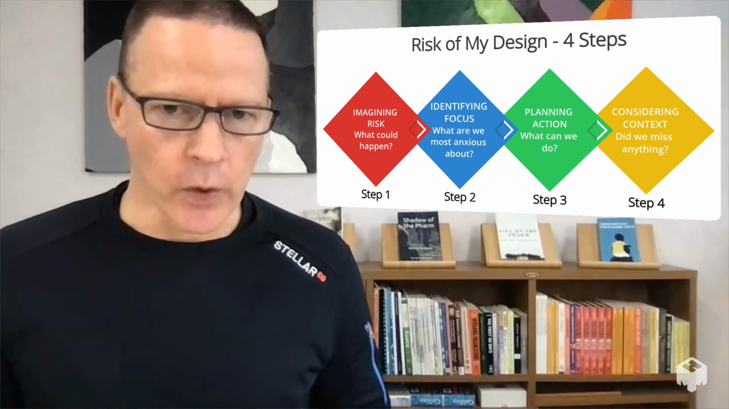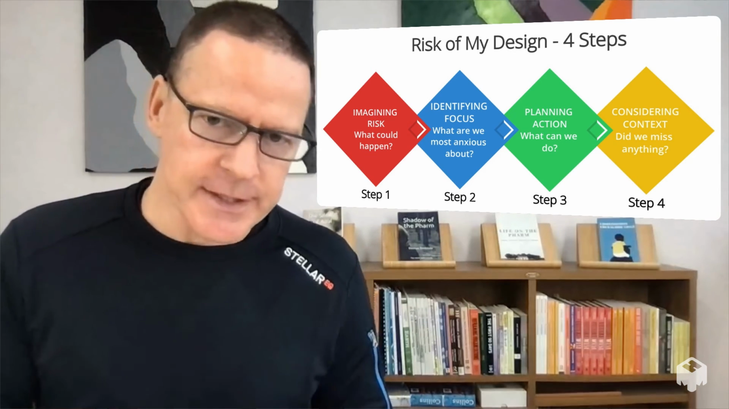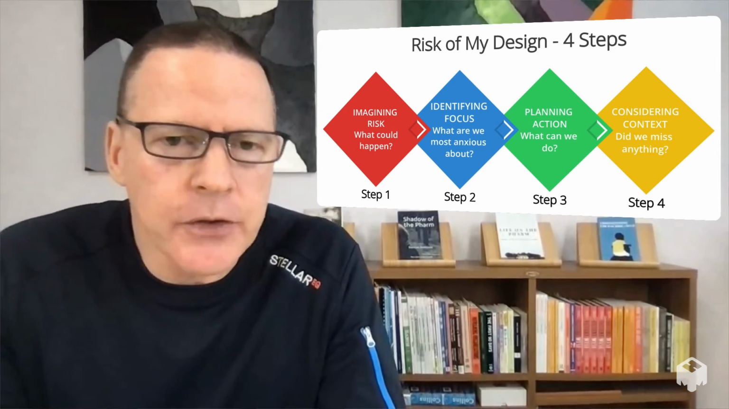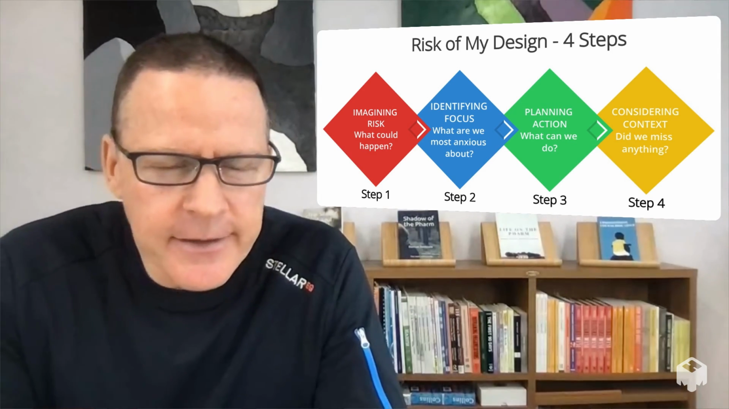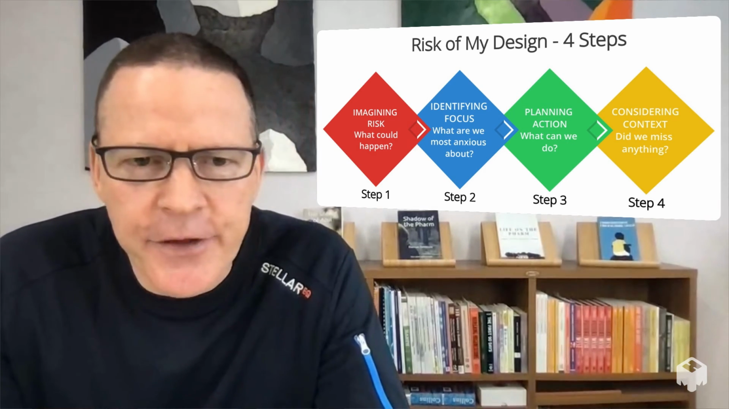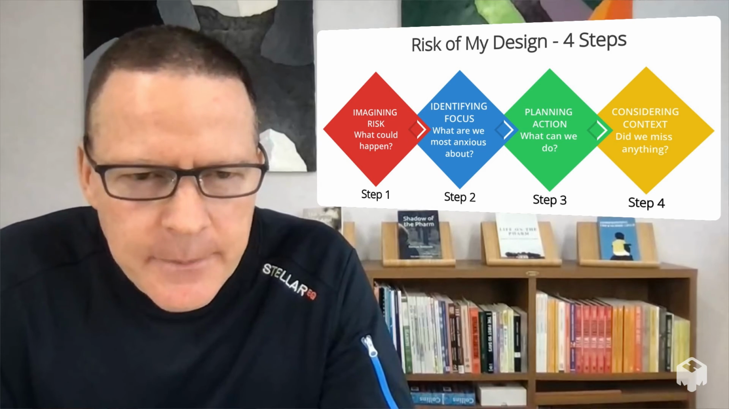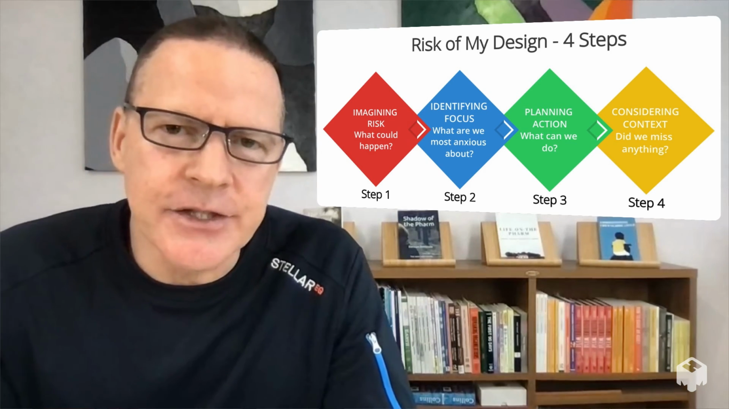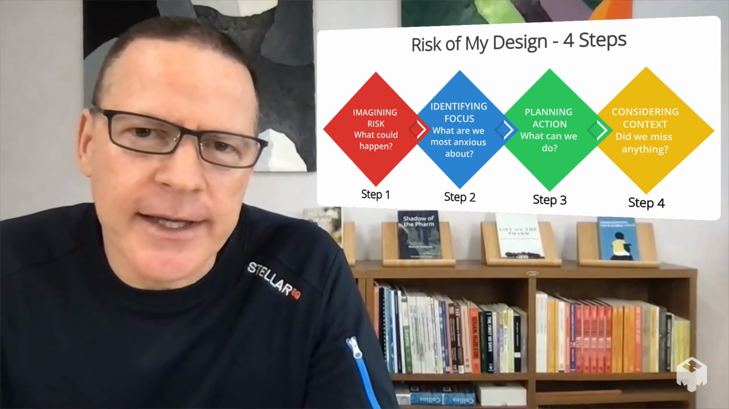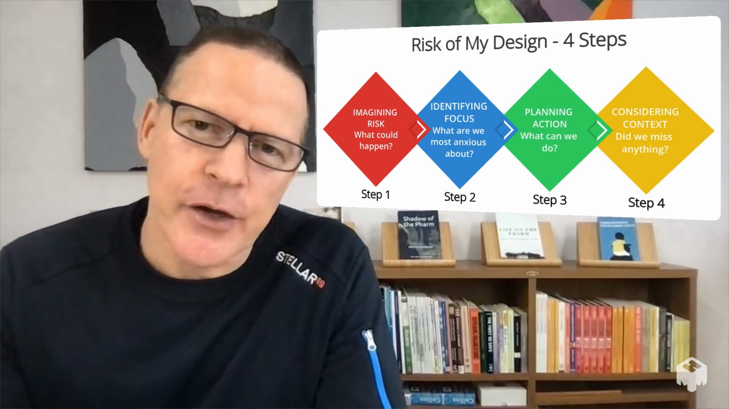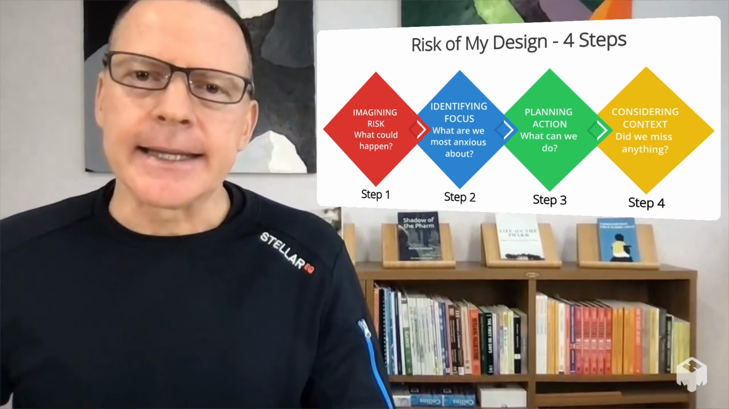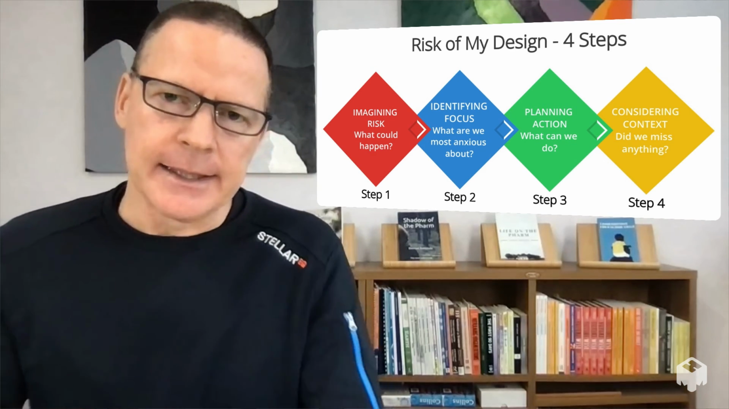Firstly, imagining the risk: what could happen. Now, identifying the focus: what are you most anxious about? You make a few plans: what can you do? And also considering those contextual parts to make sure you didn't miss anything, and to maybe adjust those plans. But the really important part is that this is a chance for you to have some really important conversations with your child, where you're getting to know them better, and they're getting to know you better as well. And you're also developing this skill for them, this planning skill.